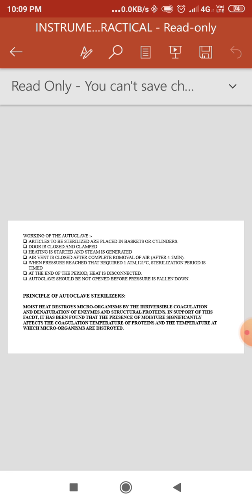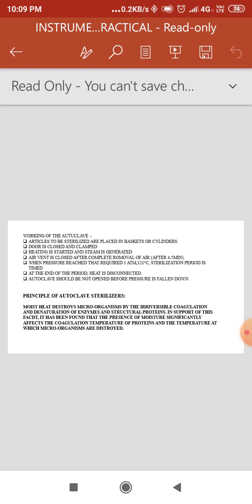What are the applications of this autoclave, and how are you going to work with it? First, the articles to be sterilized are placed in the basket or cylinders. The articles, meaning the equipment, are placed within the jacket, but before placing them in, we have to wrap them with newspaper and a cotton plug. Okay, it is wrapped neatly.